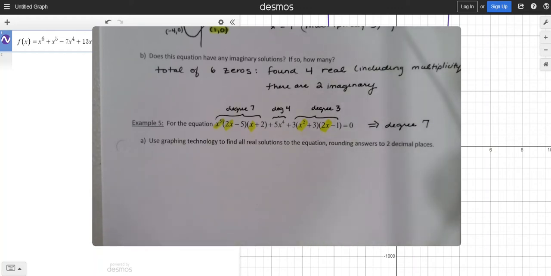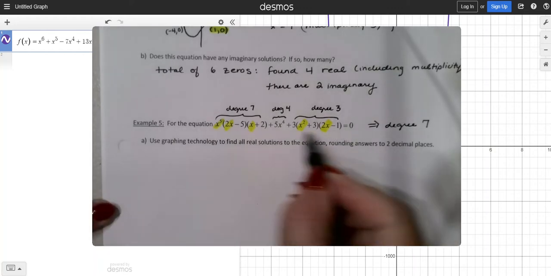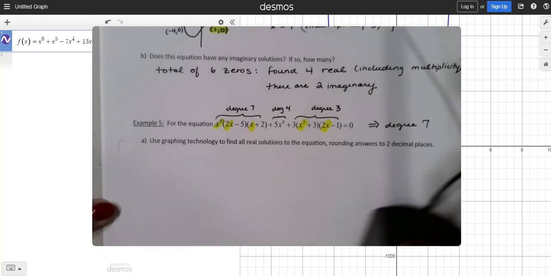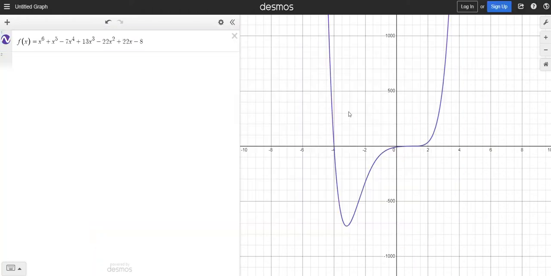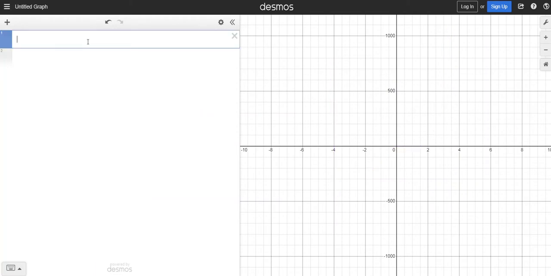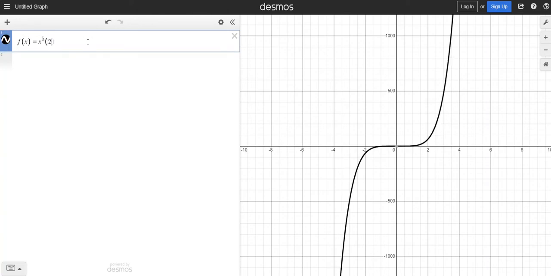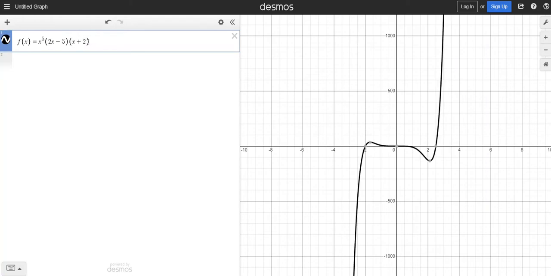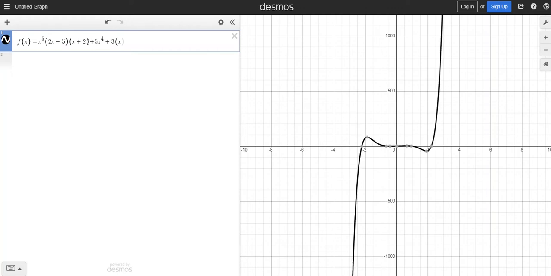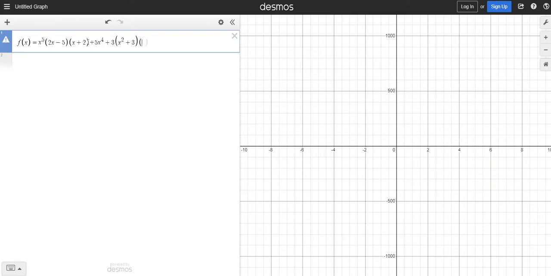So I'm not going to bother multiplying this out. I'm going to go ahead and put this in exactly the way it looks. It saves me quite a bit of time, right? As well as the potential of making mistakes. So here we go. x to the 5th times 2x minus 5 times x plus 2, plus 5x to the 4th, plus 3 times x squared plus 3 times 2x minus 1.